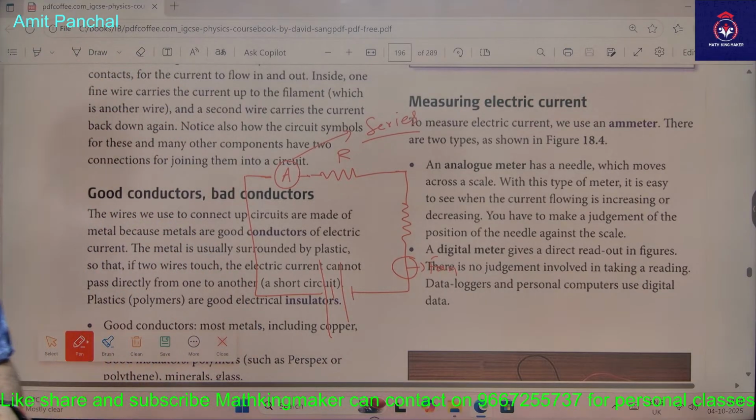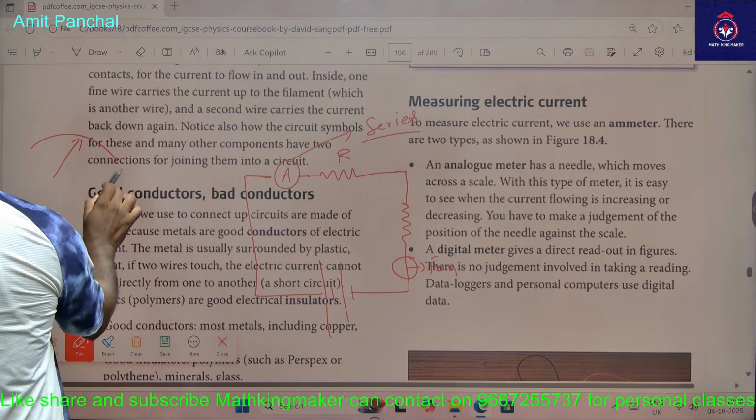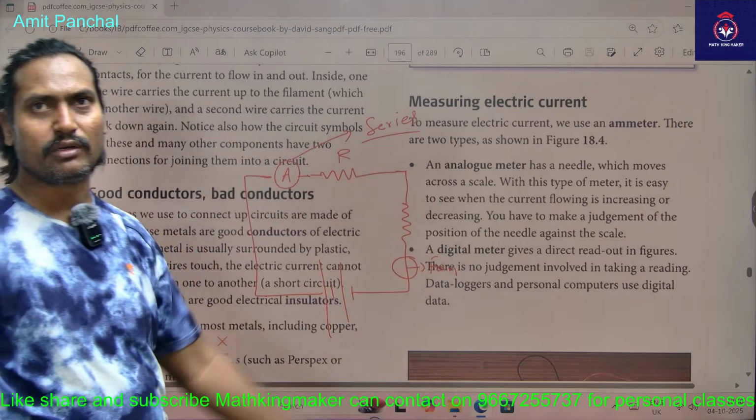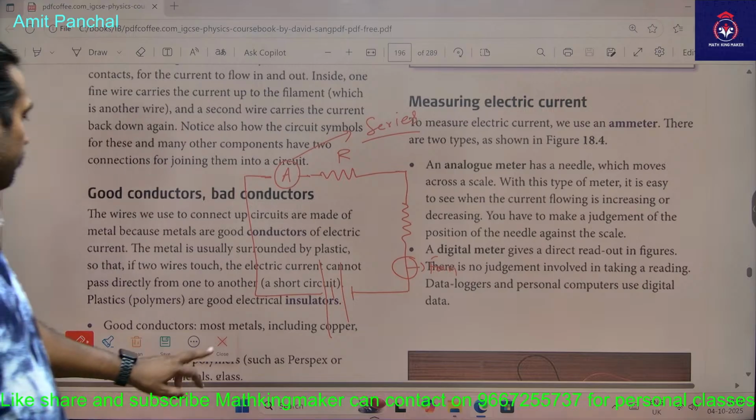There are analog meters and there are digital meters. An analog meter will have a needle and some readings. That needle will show you how much current is there. There are digital meters also, which will directly give you the number on the display.